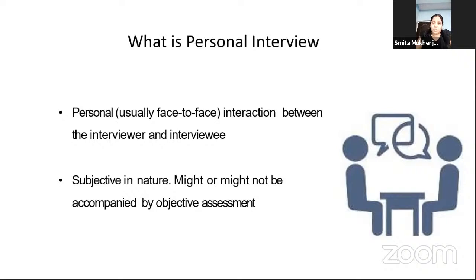Now it is a little subjective in nature, meaning I may feel that you are a good candidate, while somebody else might feel that you are not a good candidate. So it is a little subjective in nature. But the selection team, the organization, continuously endeavors to make it as objective as possible. But still, it is a little subjective in nature.